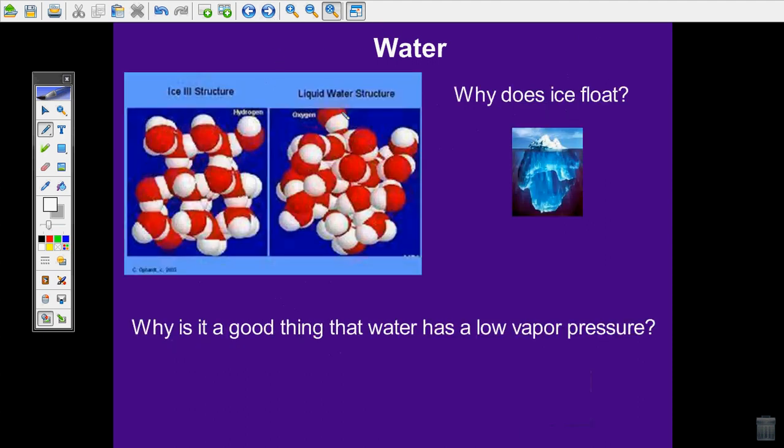Alright, so why does ice float? Well, again, it's because of these hydrogen bonds. When they line each other up, it makes this crystalline, kind of honeycomb structure, and it gives you these little pockets of air in here, which decreases the density. So ice is less dense than water. That's important. Ice is less dense than water.